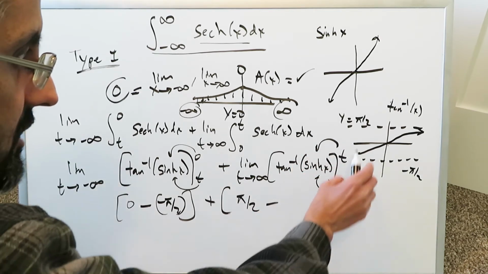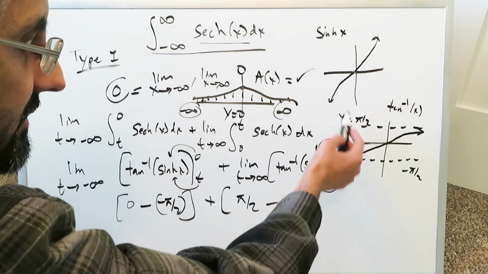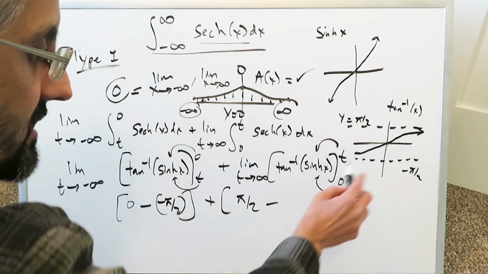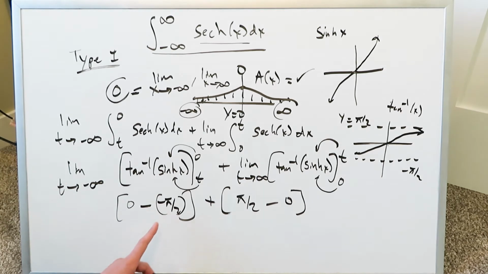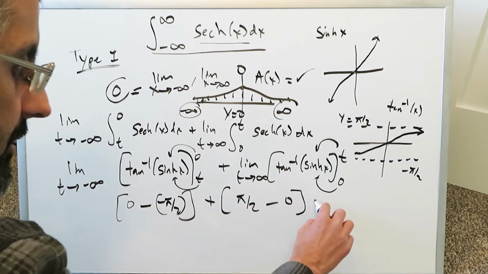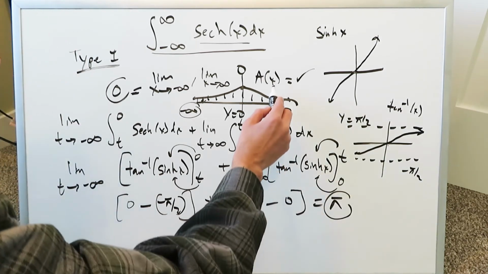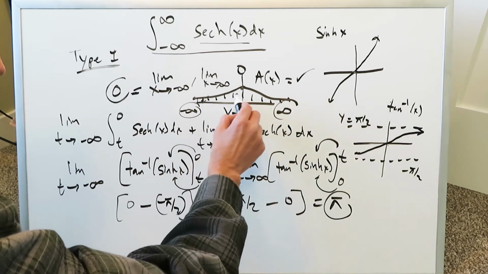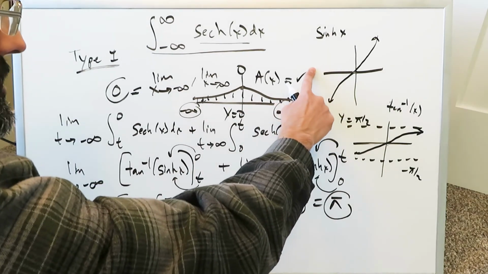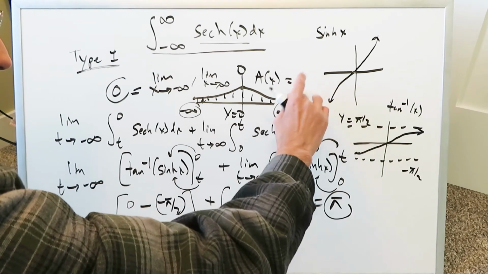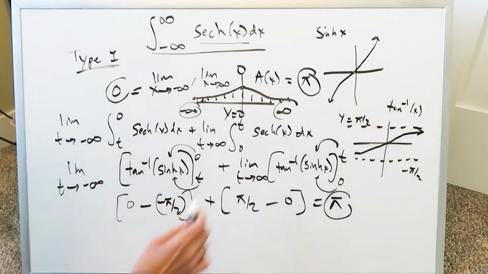The lower limit, you put 0 here, you're getting 0. Hyperbolic sine of 0 is 0, inverse tangent of 0 is 0, and that's exactly what you're getting. A positive pi over 2, and you get pi. So this area below the hyperbolic secant, utilizing this long, more formalized approach, is equal to pi, and that area is good.